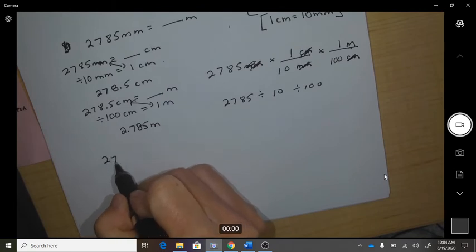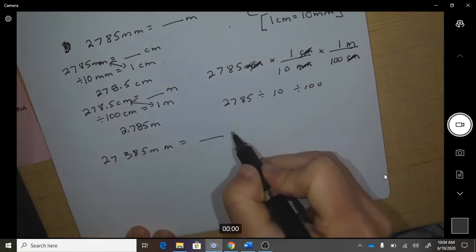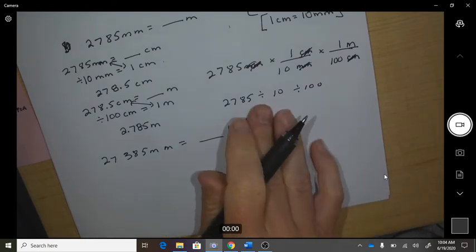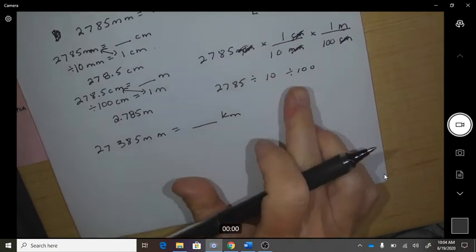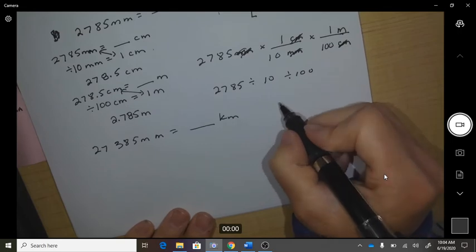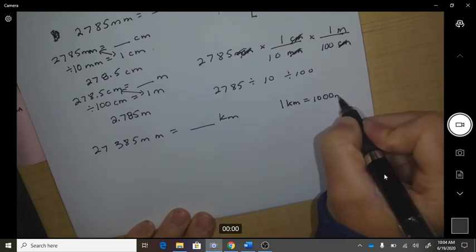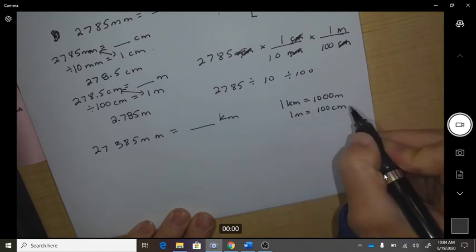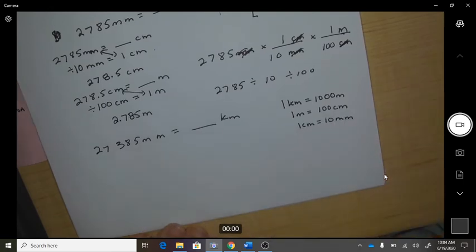And last one, 27,385 millimeters is how many kilometers? I don't have a straight conversion, so I'd have to do something similar to the last one. I'm actually just going to do the fraction one for this. I know 1 kilometer is 1,000 meters. I know 1 meter is 100 centimeters. And 1 centimeter is 10 millimeters. Those are conversions I know on the formula sheet.